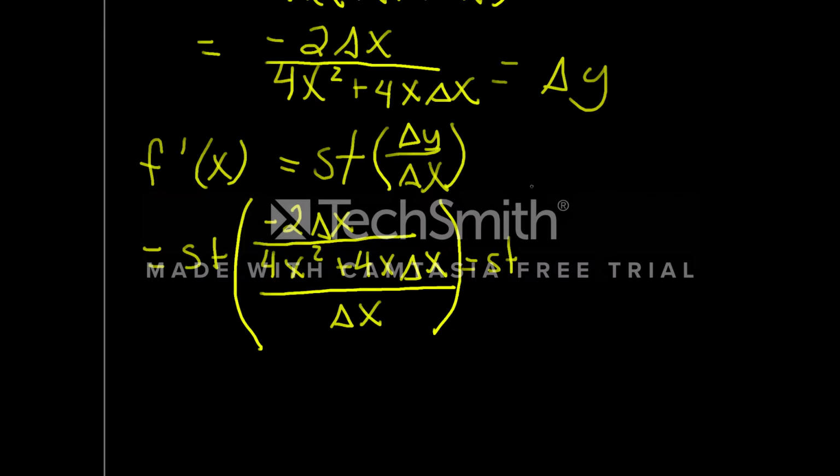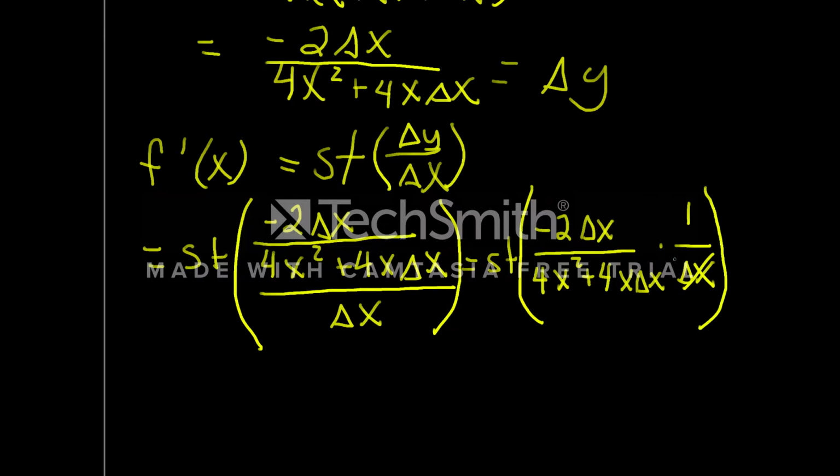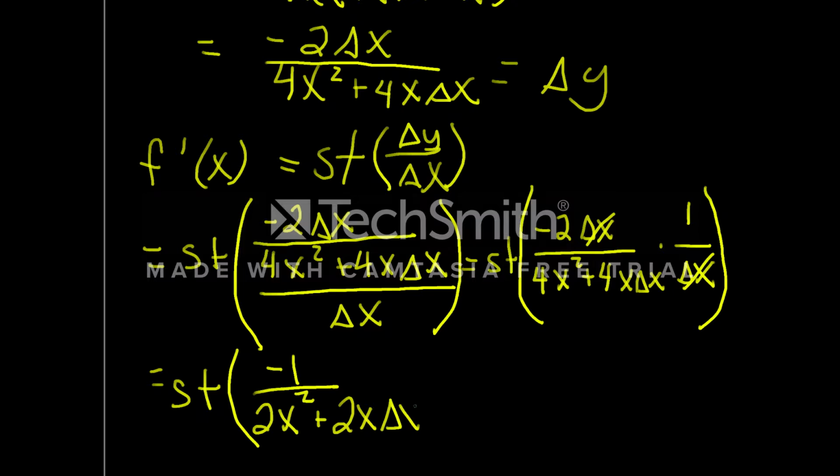Which is the standard part of negative 2 delta x divided by 4x squared plus 4x delta x times 1 over delta x. And of course, we get cancellation here, and I've got a 2 that can cancel there. And so this ends up being equal to the standard part of negative 1 all over 2x squared plus 2x delta x.